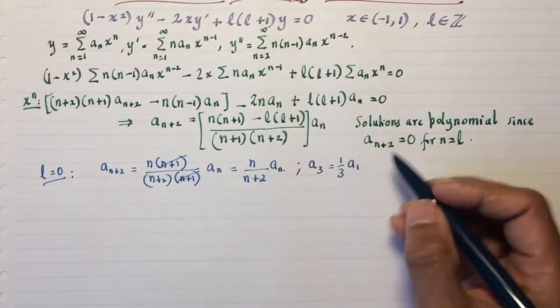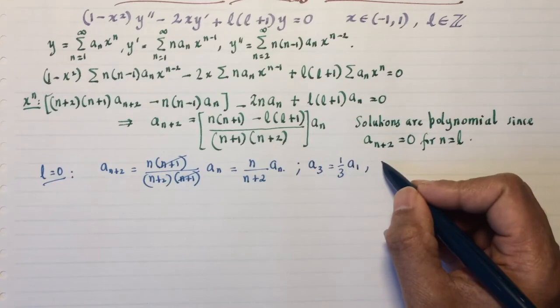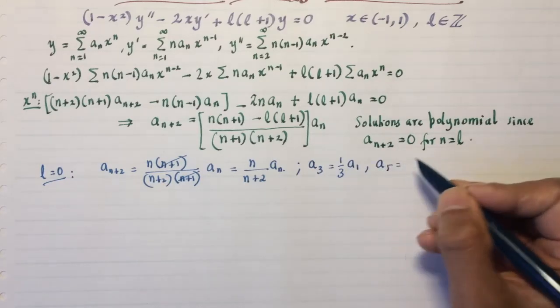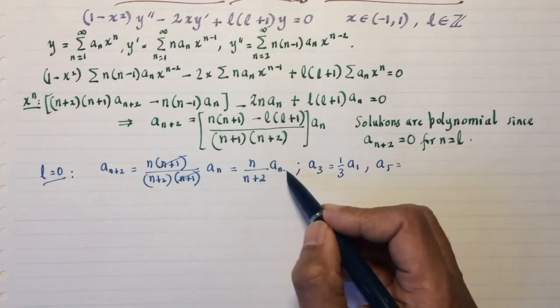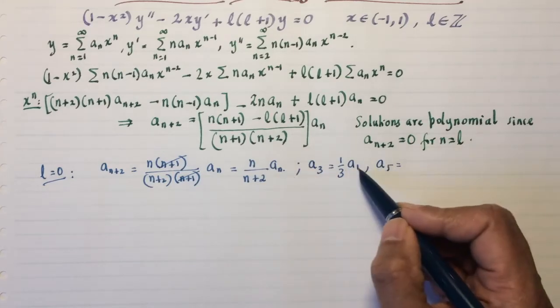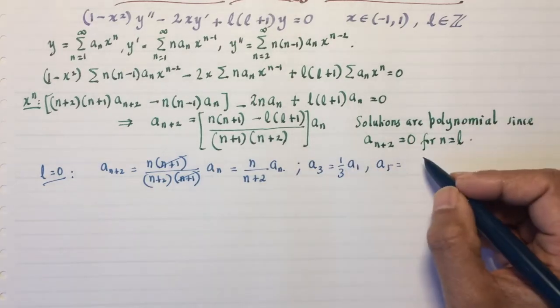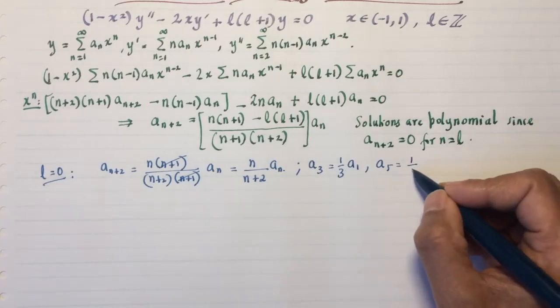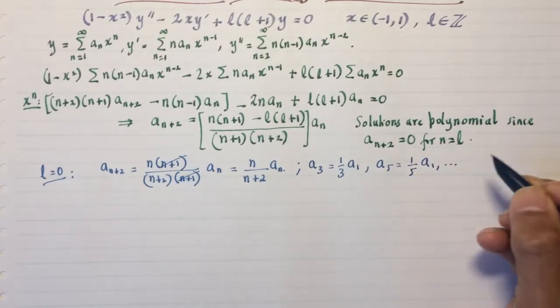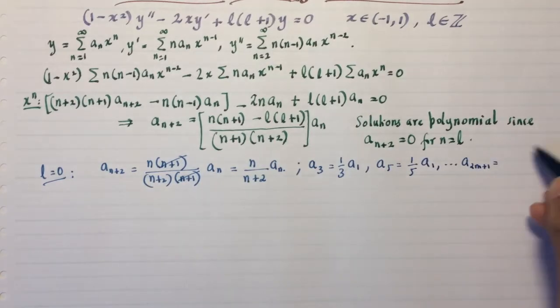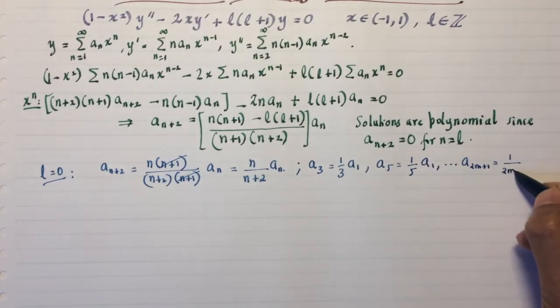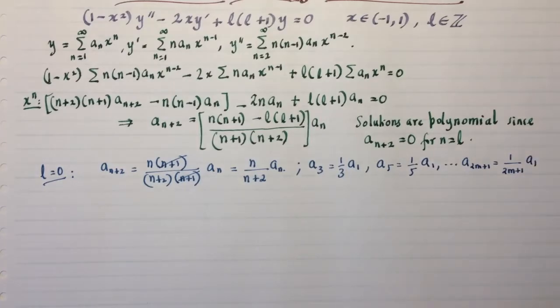So n equals 1, that is. And then I'm going to get a5 equals 3/5 a3, which is equal to 1/3. So it ends up being 1/5 a1. So you're going to end up getting a_(2m+1) is equal to 1 over (2m+1) a1, basically.